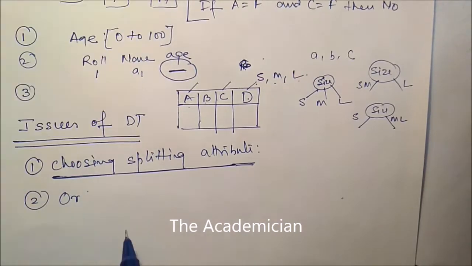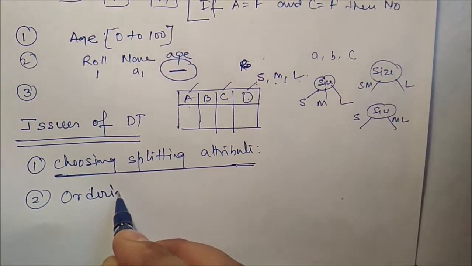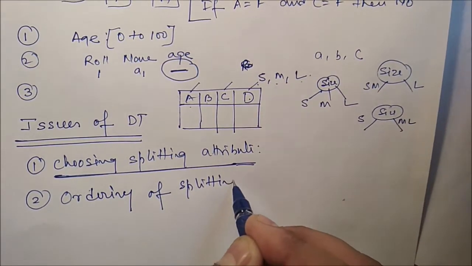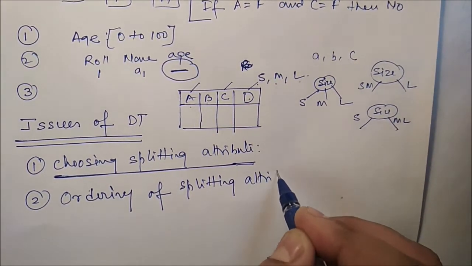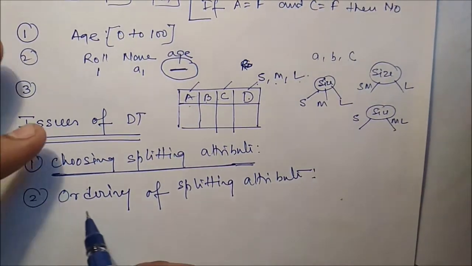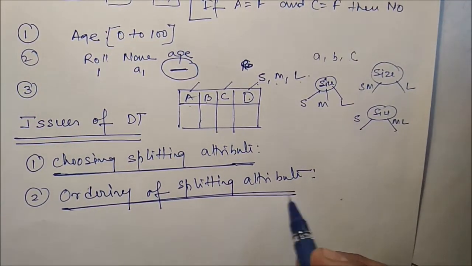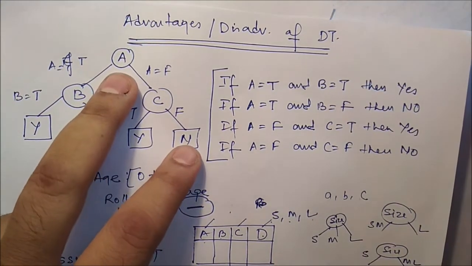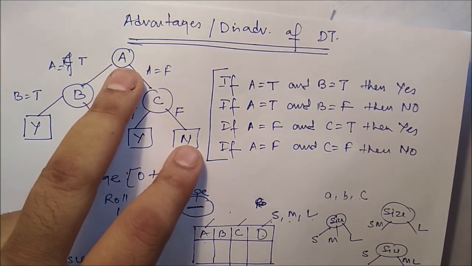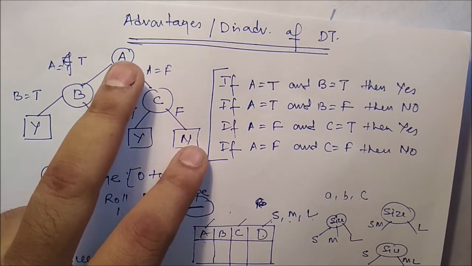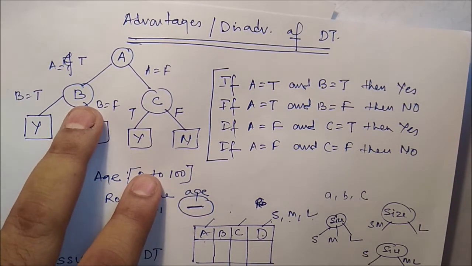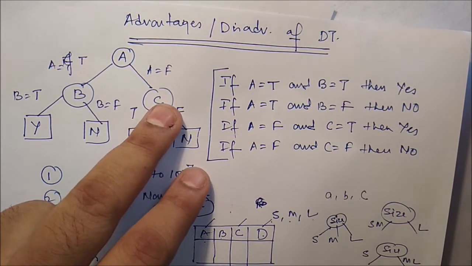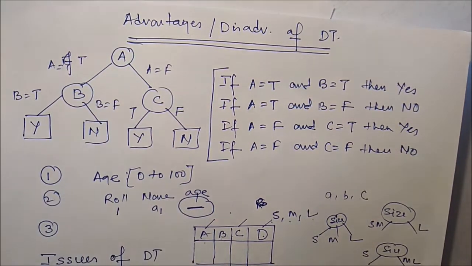Ordering of attribute. Ordering of splitting attribute. Ordering means here we can see we have started with A attribute. The question is why? Why not start with B or why not start with C? So after A we are using C, B. Why not C? Or after A we have chosen C. So why not choose B? So the ordering is also important.